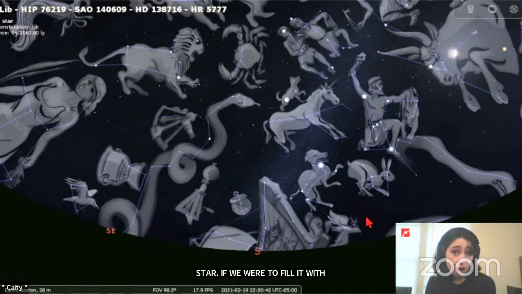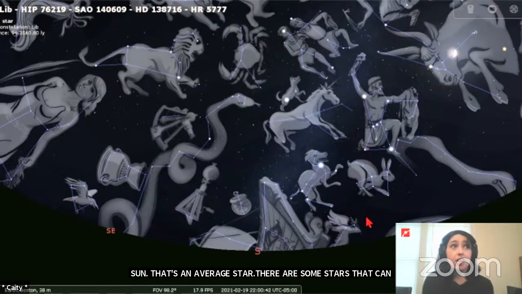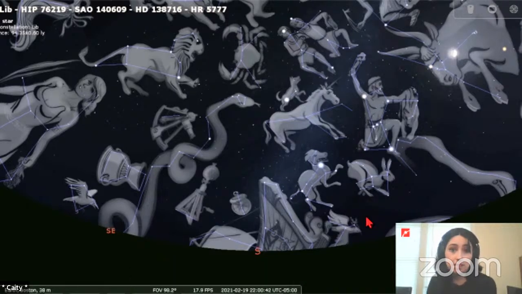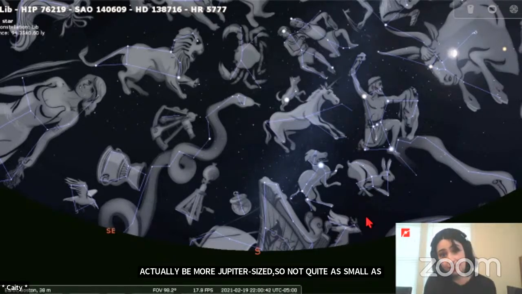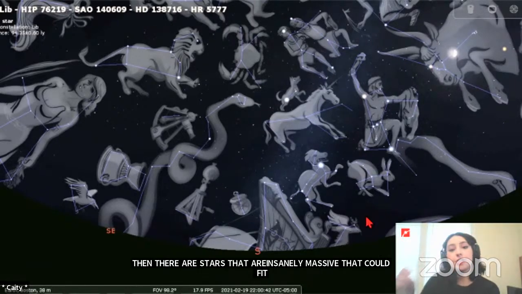There are some stars that can actually be more Jupiter sized. So not quite as small as Jupiter, but kind of around there. And then there are stars that are insanely massive that could fit thousands and thousands of our sun inside of it. So it's a really big range, but the sun is average and you could fit about 1 million Earths inside of the sun. And then the other question is, why do they come in different colors?